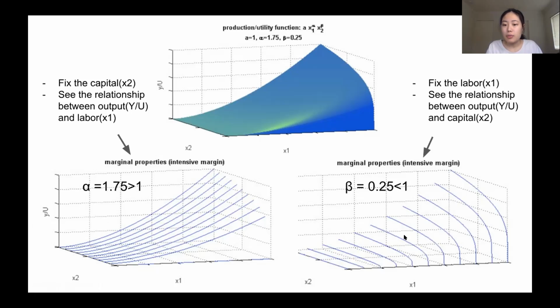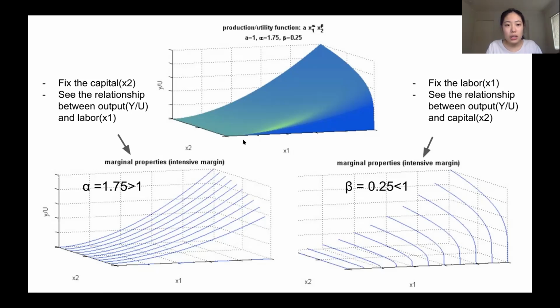But for the beta, when we fix our labor constant and look at the relationship between the output and capital, we can see that the capital efficiency is getting lower and lower, and beta equals 0.25, less than 1. So it shows up concave down. This means you may be thinking about stopping buying more pizza ovens.